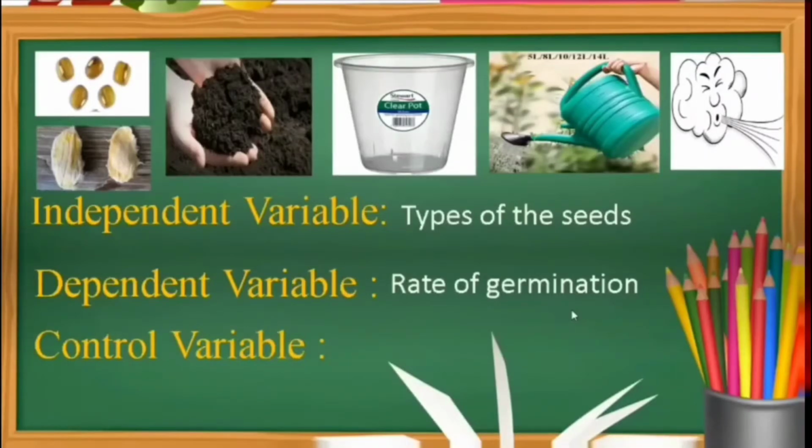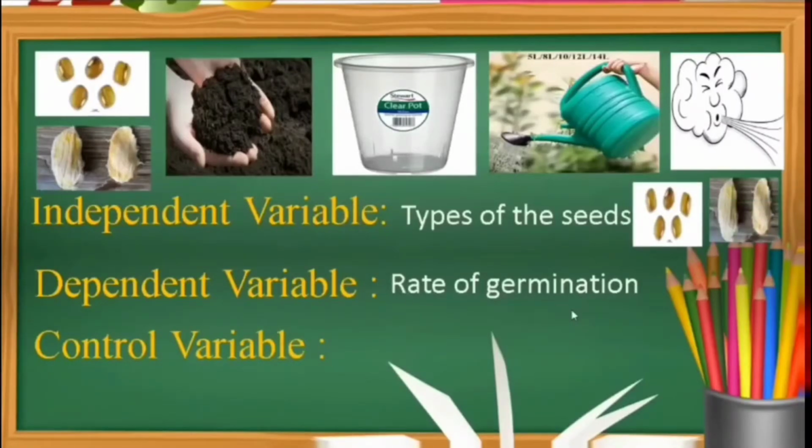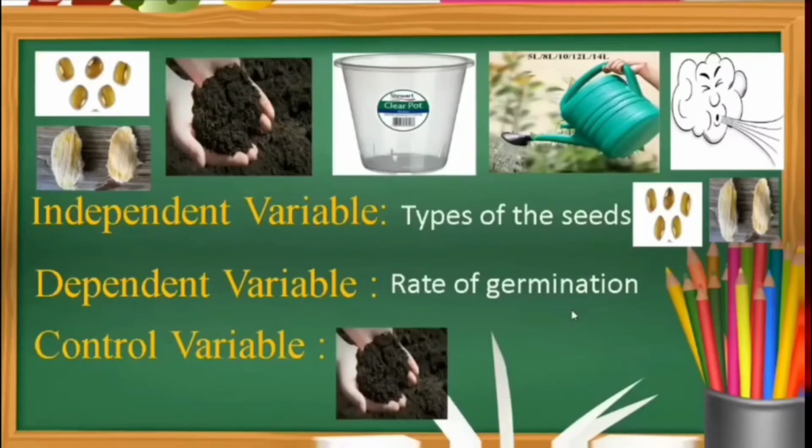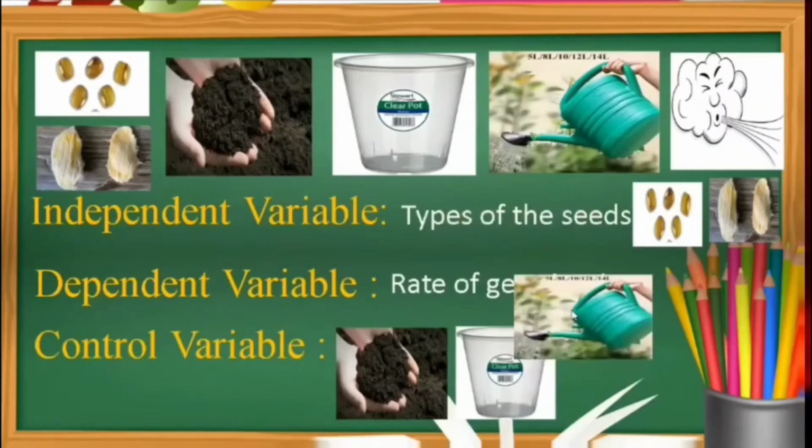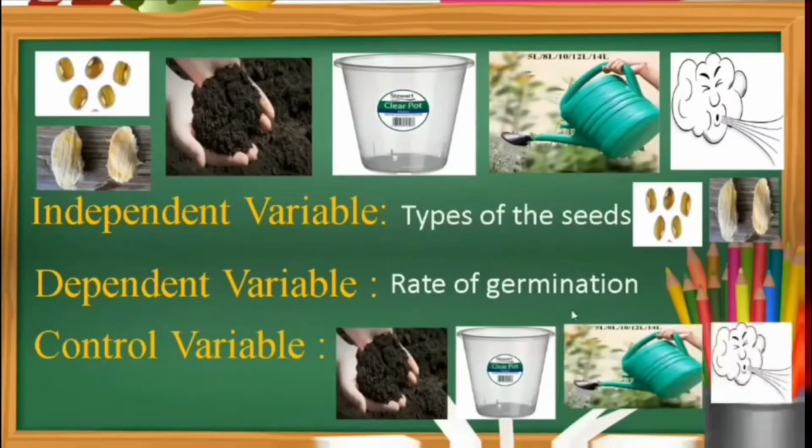Based on the materials and things that you will examine on your experiment, what do you think is the independent variable? Yes, the independent variables are the types of seeds because we have two different seeds, the mongo and the mango. While for the dependent variables, we have the rate of germination. And the control variable will be the types of soil, the plastic cups, the amount of water, and the exposure to air.